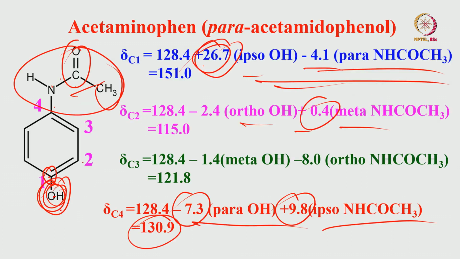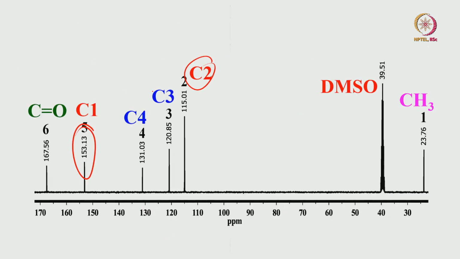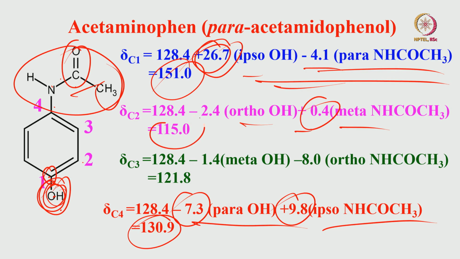Go back to our calculation. C1 is 151, we are getting 153. For example, C2 is 115 and we are getting 150. Very precisely, if not precisely, at least close by to the experimental value you can calculate. And this is the idea you have to use for making the assignment.